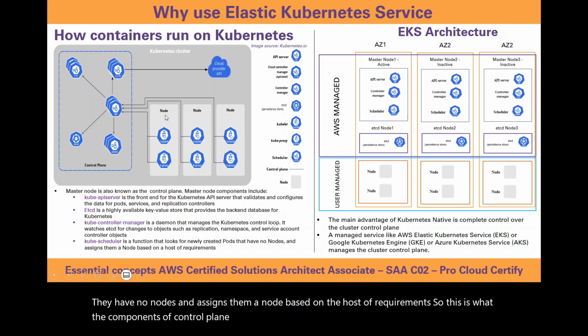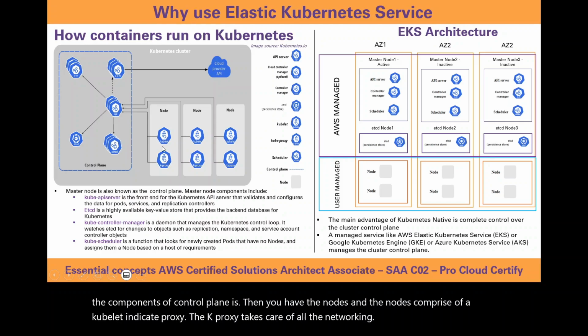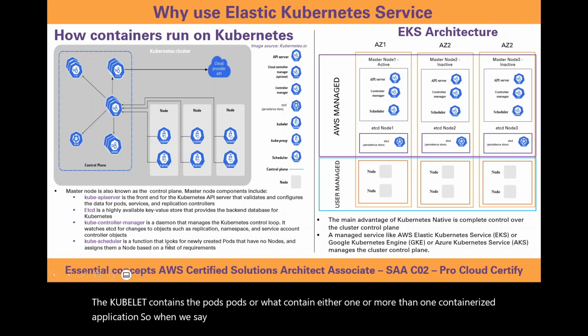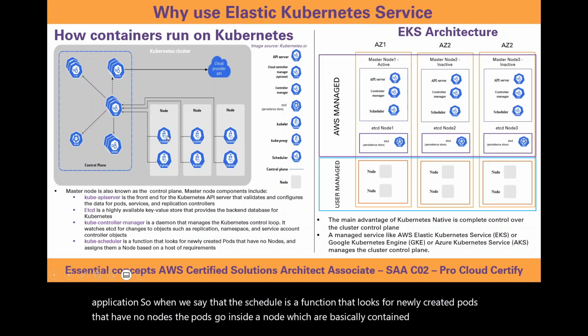Then you have the nodes, and the nodes comprise a kubelet and a kproxy. The kproxy takes care of all the networking. The kubelet contains the pods. Pods are what contain either one or more than one containerized application. So when we say that the scheduler is a function that looks for newly created pods that have no nodes, the pods go inside a node, which are basically contained within the kubelet over here.